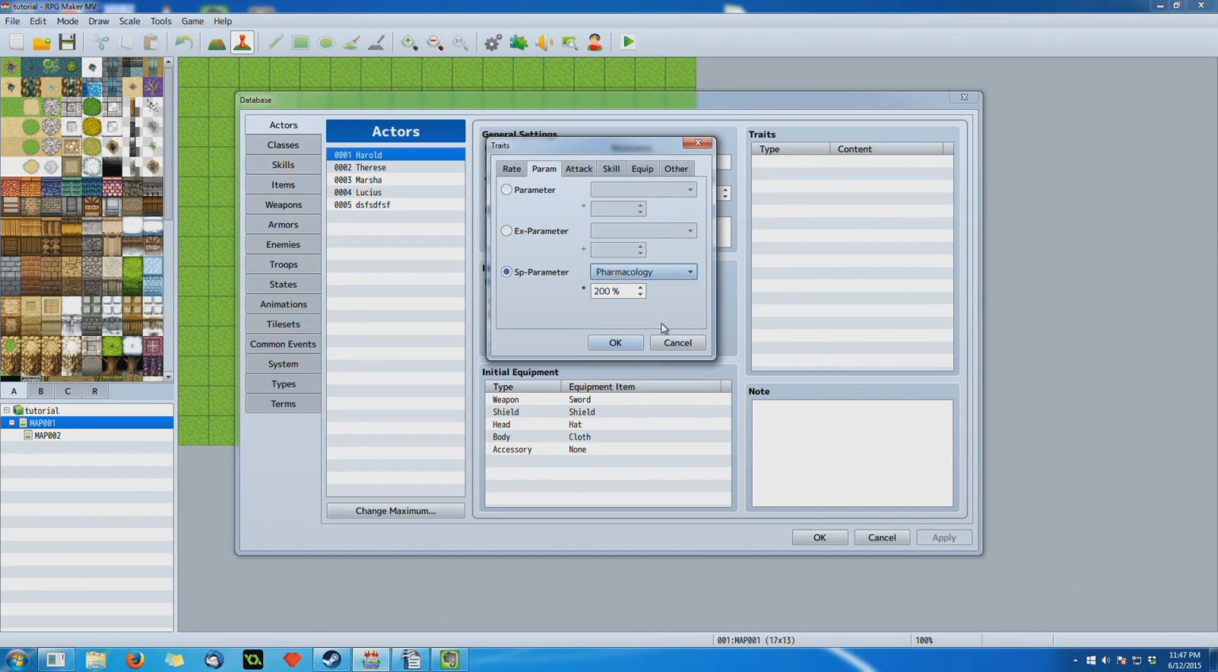Now the next one under, pharmacology, is the exact same thing, just for items. So let's say we have a potion that heals for 50 health points. We have this set at 200%. We'll be healed for 100 health points.